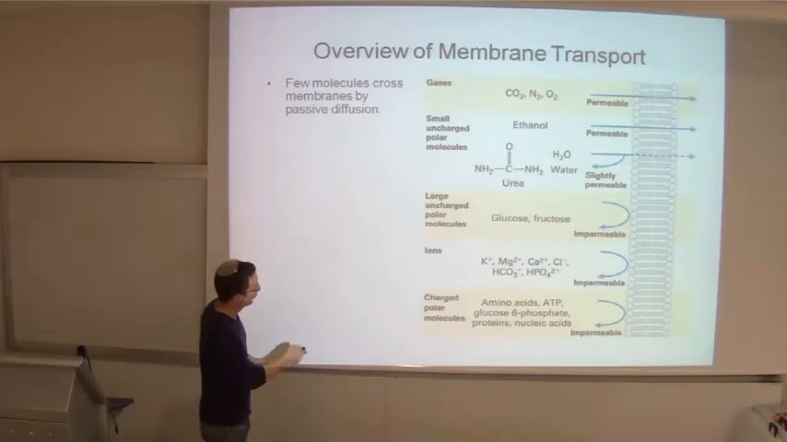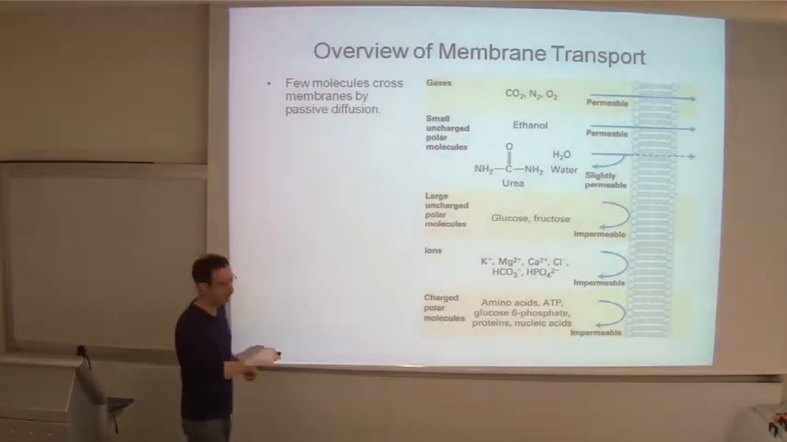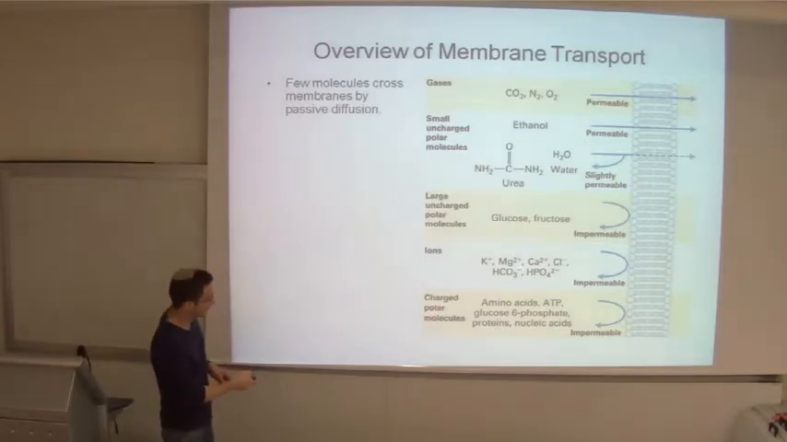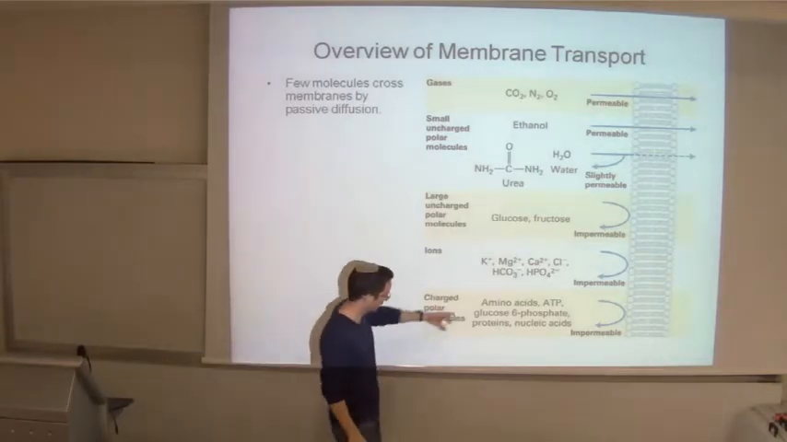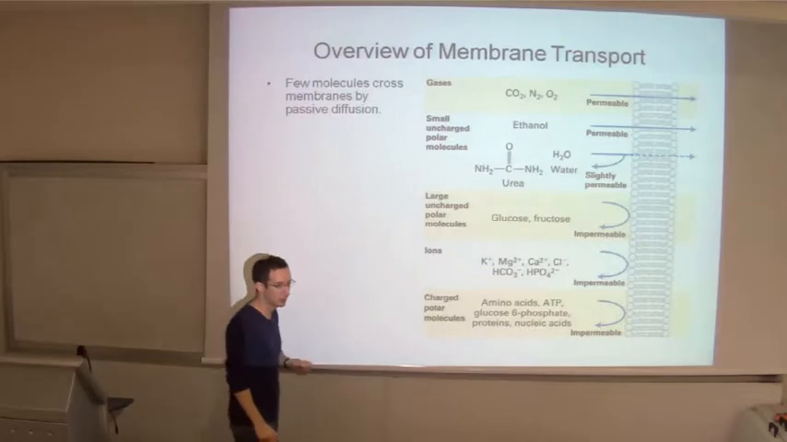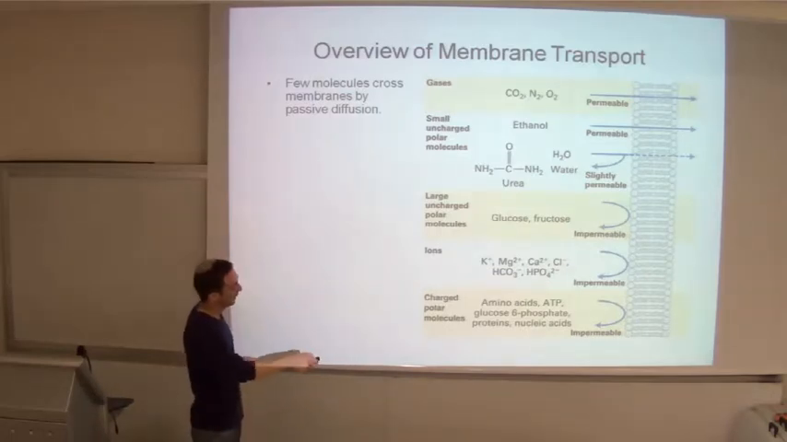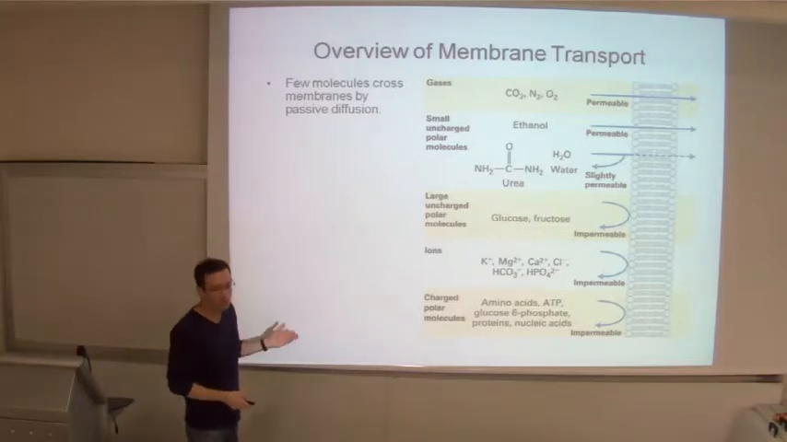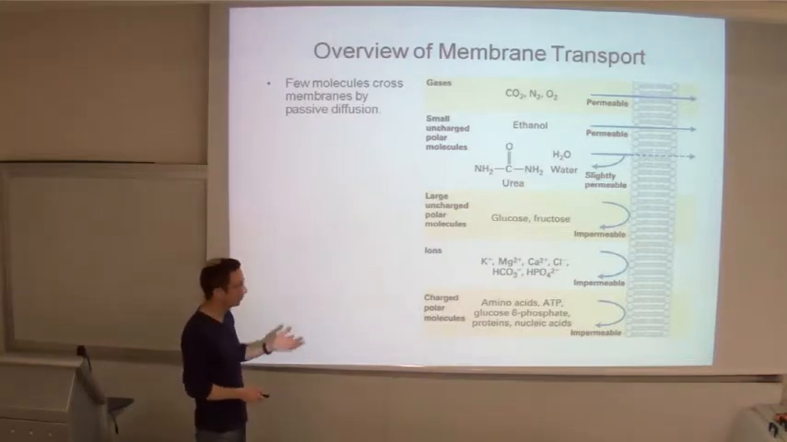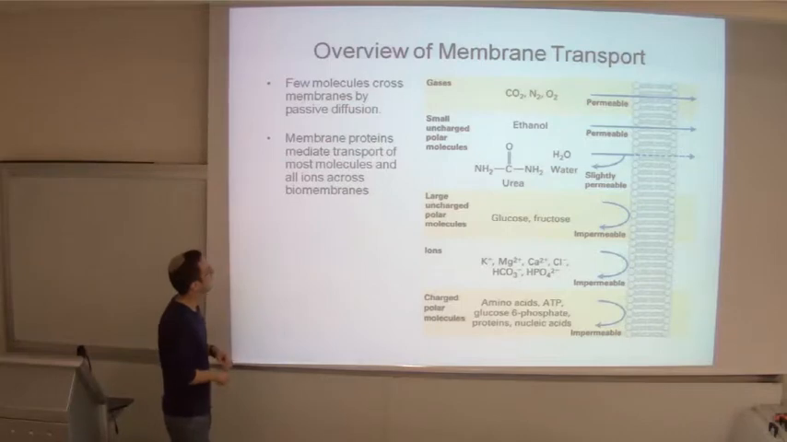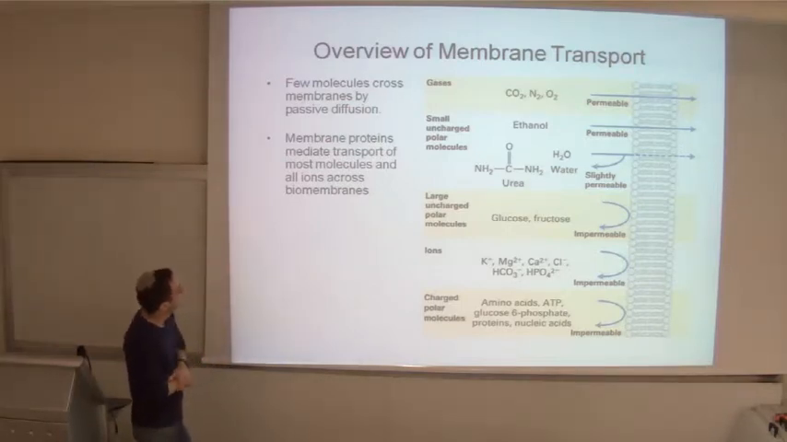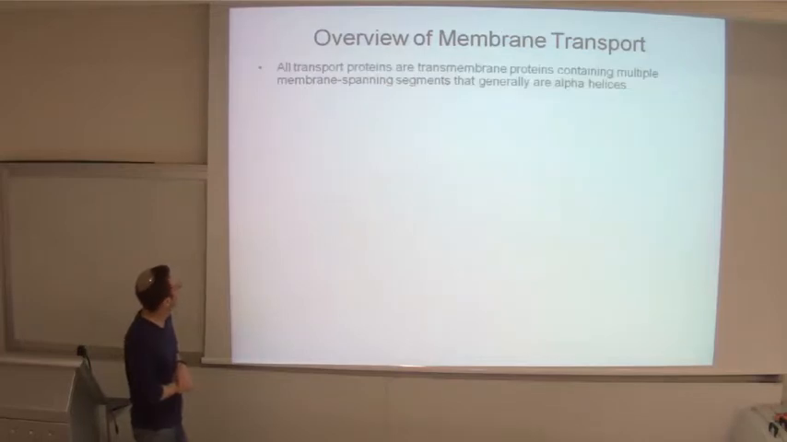But for the large uncharged polar molecules, ions, which are obviously charged, and other polar charged molecules such as amino acids, ATP, lots of essential molecules for the cell, there is zero permeability to the plasma membrane, and they have to have some transporter to actively be transported into the cell. And these are the membrane proteins that mediate the transport of these molecules.